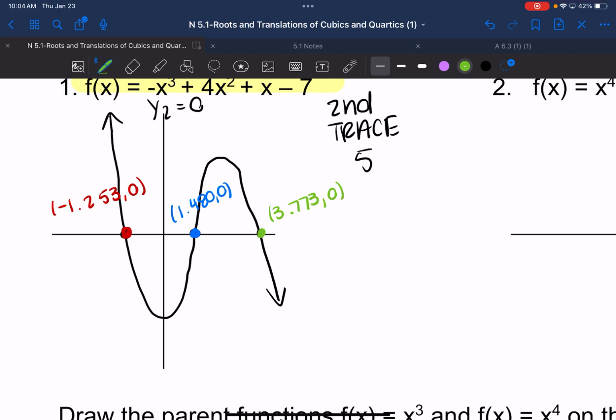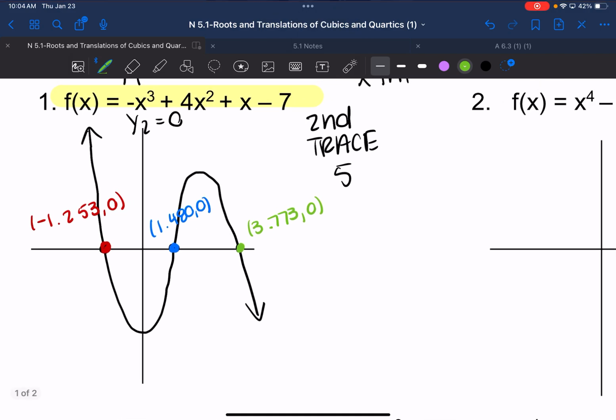All right, I want us to do the exact same thing on number 2. So you guys do the same thing for number 2, and then we'll share our answers. I'll walk around. If you need help with your calculator, let me know, so that way I can help you figure out how to find it.